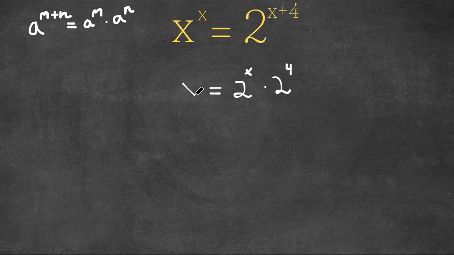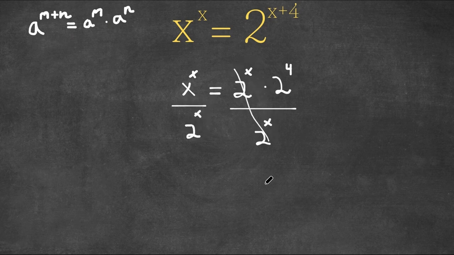So x to the power of x is equal to 2 to the power of x times 2 to the power of 4. Now I'm going to divide both sides by 2 to the power of x. So for our right side here, these two cancel out, and we would just be left with 2 to the power of 4.